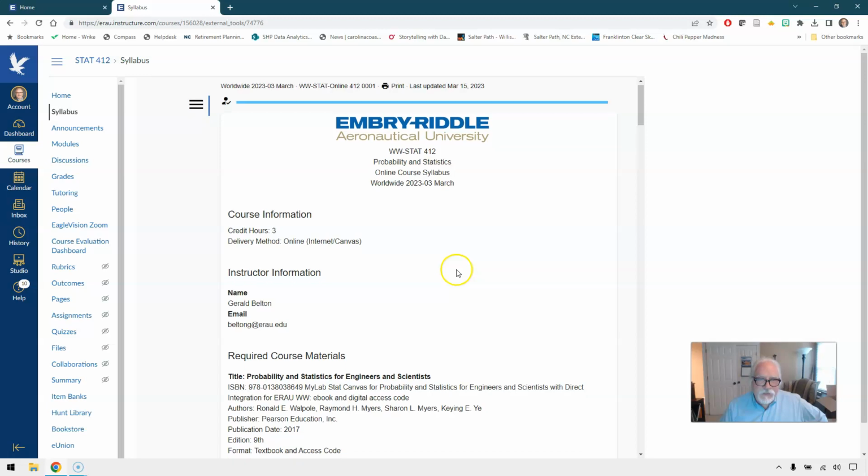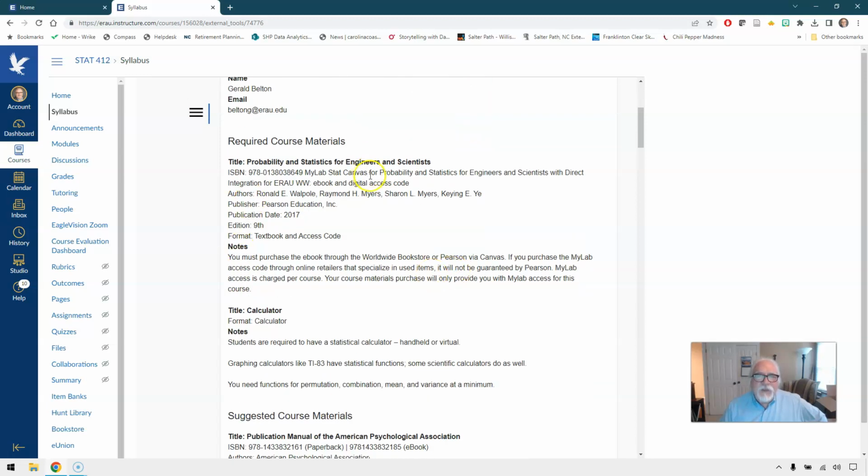Anyway, here's the syllabus. Probability and Statistics for Engineers and Scientists, that's our course. You're going to be using MyLabStat in Canvas. People have had problems before purchasing the ebook from other sources. In theory, it's possible to do that. Easiest thing to do is just buy it within Canvas here.